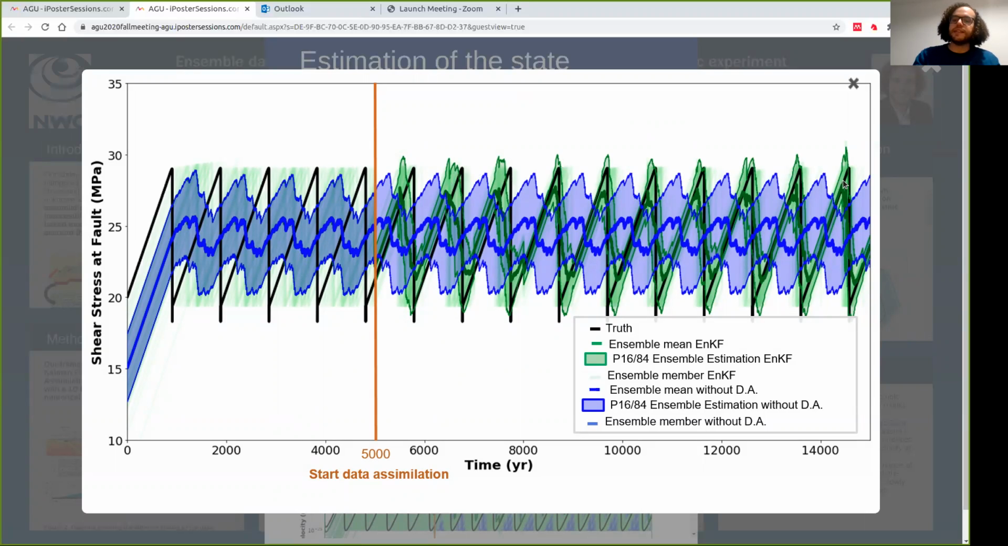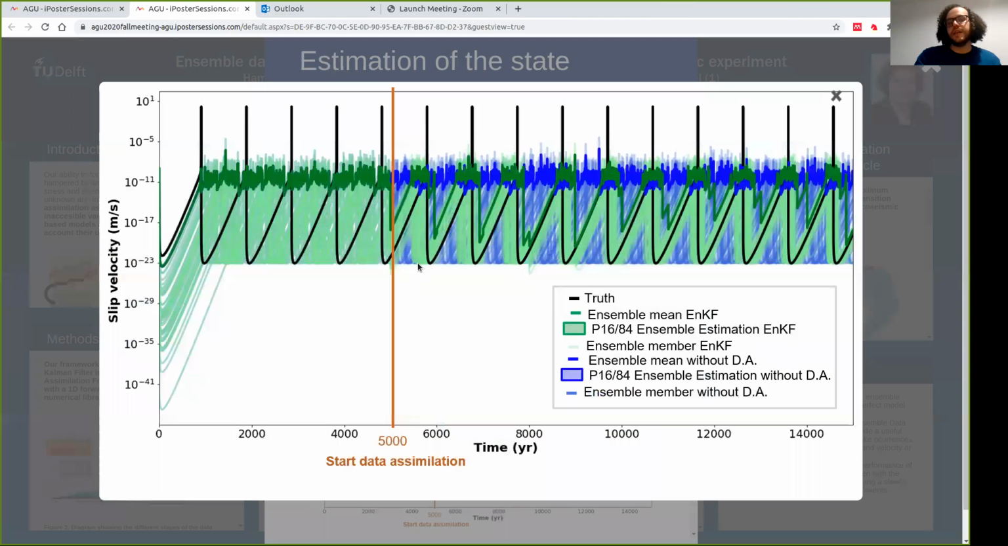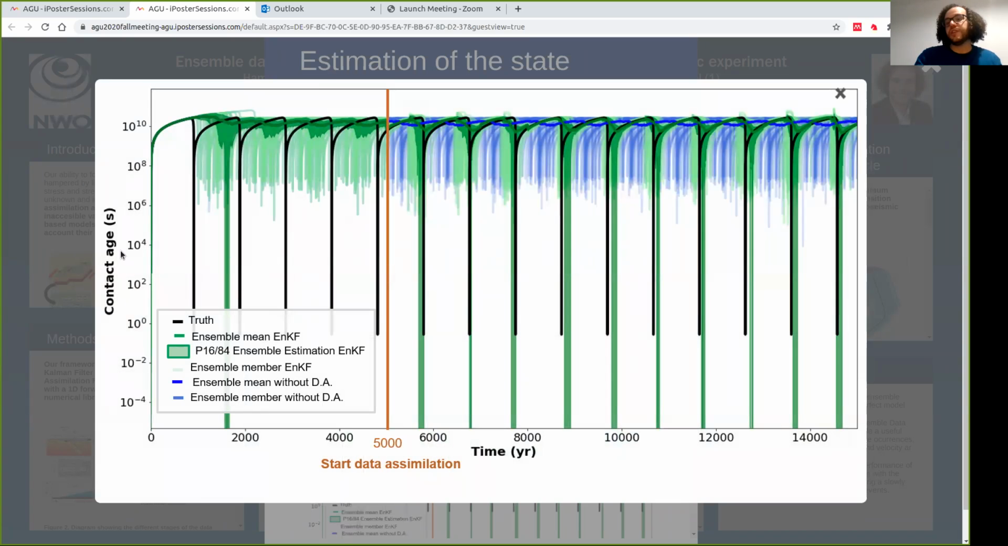And what we see is that looking at the green results, we can actually resolve and have a very good estimate of the shear stress also at the fault where we don't have any observations, and that the numerical models by themselves don't have any improvement in their estimation. This is seen also in the velocities, and is also observed in the contact state theta of the fault.